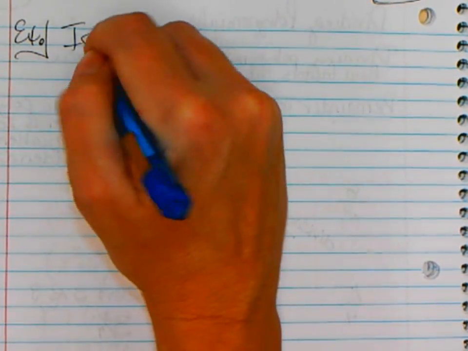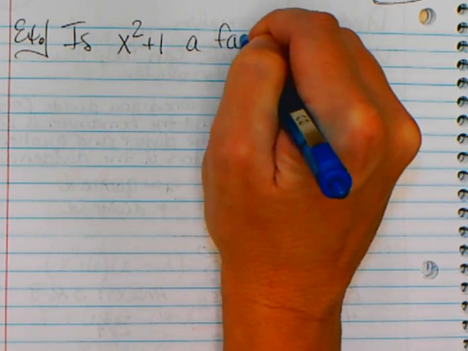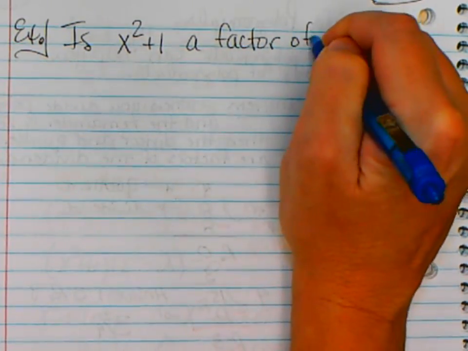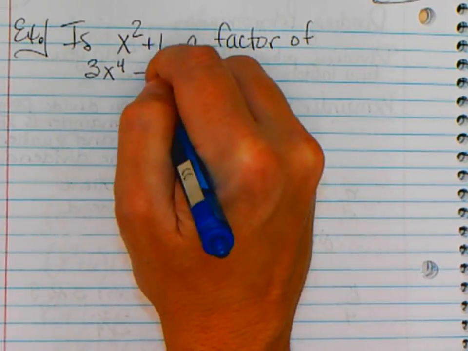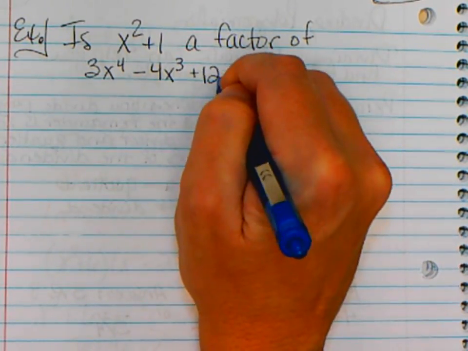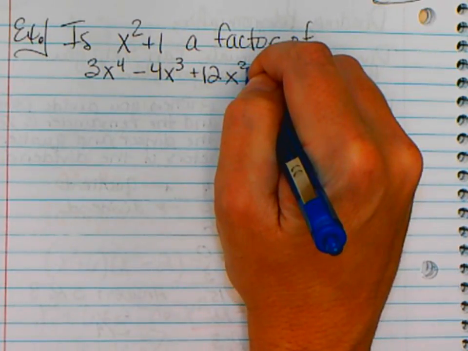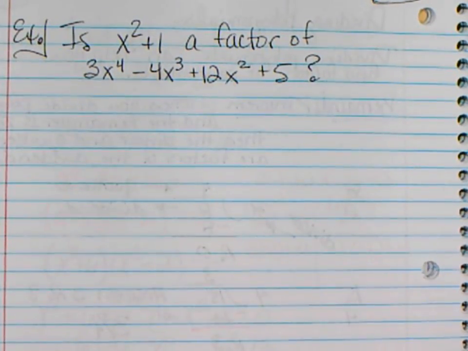My question says, is x squared plus 1 a factor of 3x to the 4th minus 4x cubed plus 12x squared plus 5? It wants to know if it's a factor, okay?